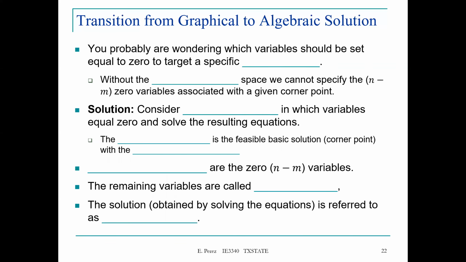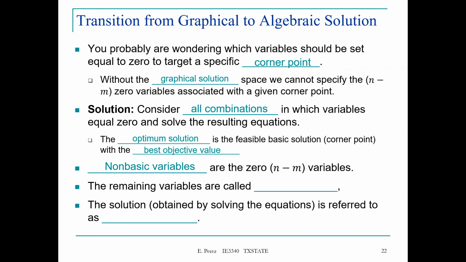You probably are wondering which variables should be set equal to 0 to target a specific corner point. Without the graphical solution space, we cannot specify the m minus n variables associated with a given corner point. So the solution considers all combinations in which variables equal 0 and solves the resulting equations. The optimal solution is the basic feasible solution or corner point with the best objective value.